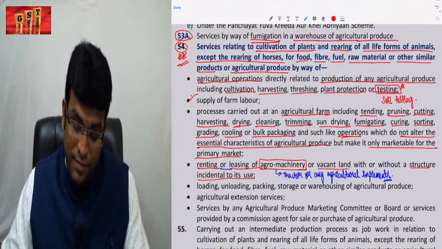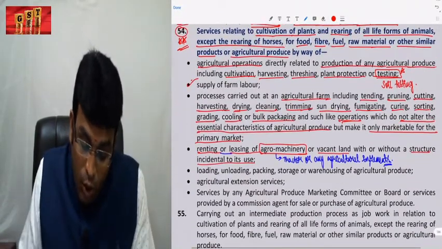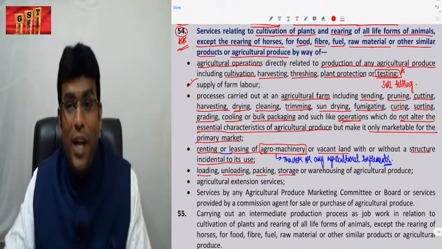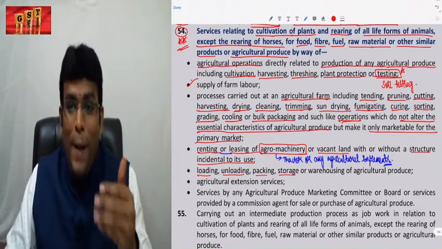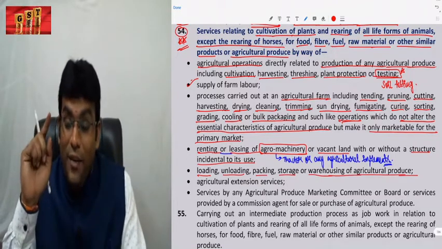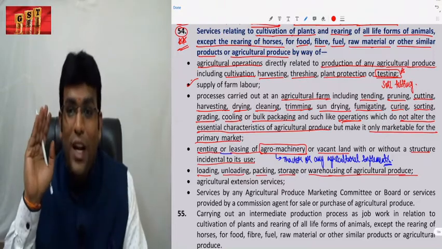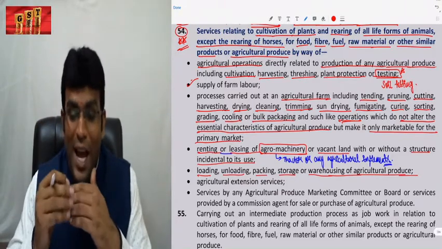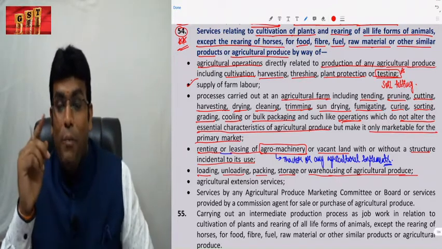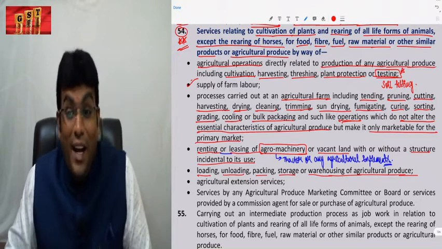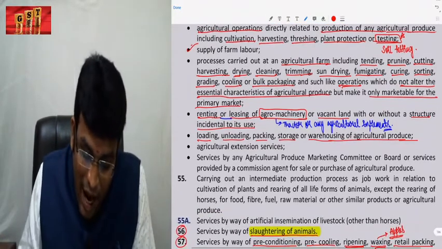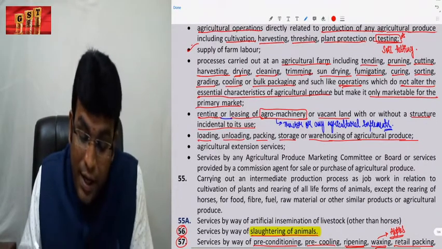Let me proceed. Next slide. Loading, unloading, packing, storage, or warehousing of agricultural produce. We already learnt a separate point about loading, unloading, packing, storage, or warehousing of rice. One separate point was there for rice, for the reason that rice is not an agricultural produce. Clear?